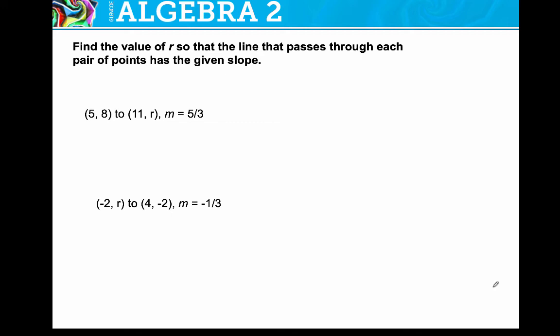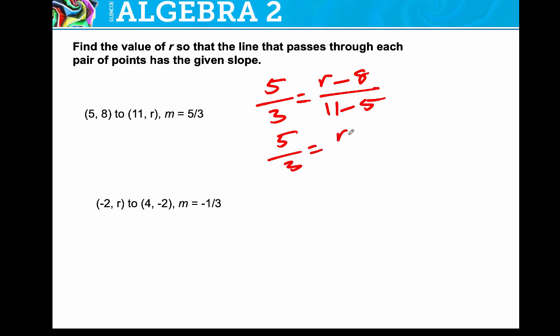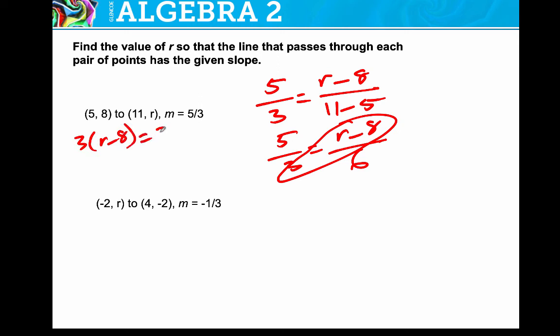Find the value r. So now you're given m. I like to do 5 over 3 equals y2 minus y1 over x2 minus x1. 5 over 3 equals r minus 8 over 6. And now you've got a bunch of different options. You can cross multiply. You can think about that if this is 5 over 3, it has to be 10 over 6. Let's just cross multiply. 3 times r minus 8 equals 30.